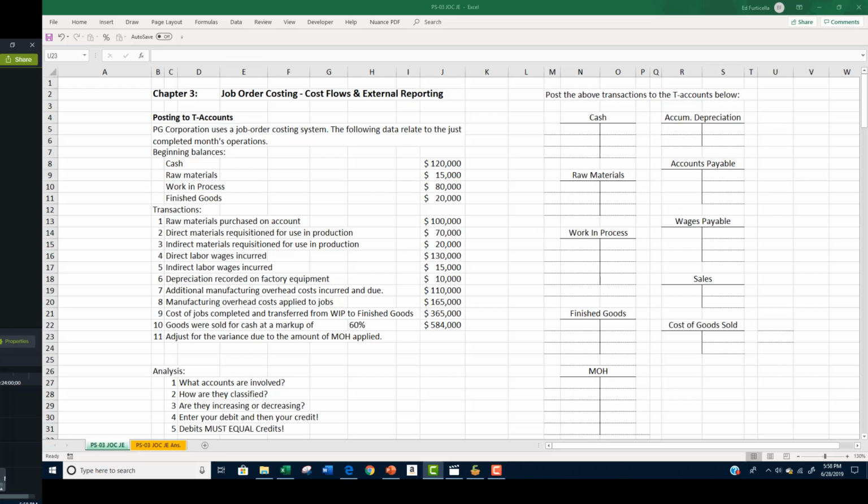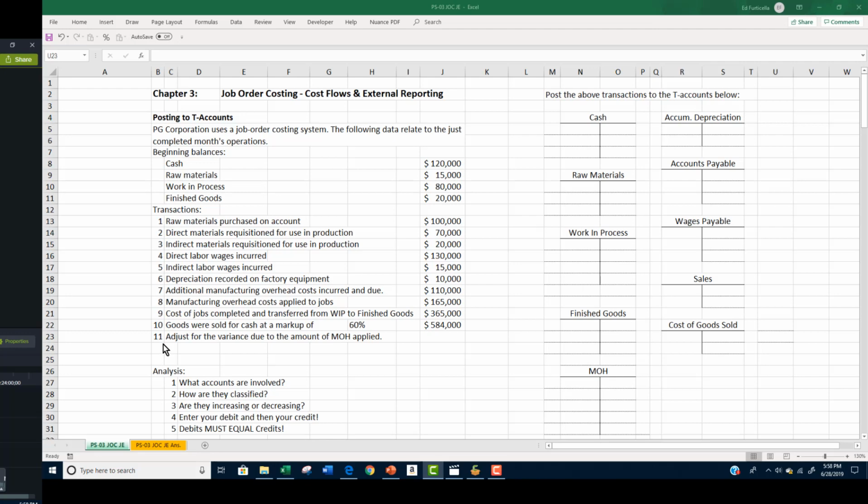PG Corporation uses a job order costing system because it produces products which are unique to its customer base. The problem information includes data related to the beginning balances for cash and the raw materials, work in process, and finished goods inventories. It also includes 11 transactions that need to be recorded.